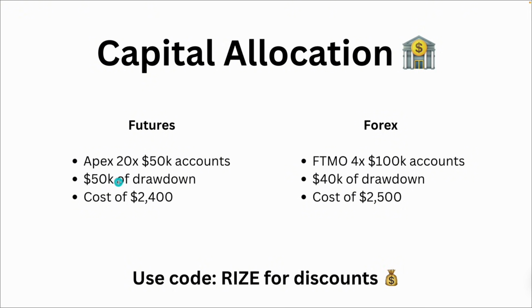So you're going to get access to $50,000 of funding for the cost of $2,400. Pretty wild, right? You're going to be only risking $2,400 instead of 50K of personal capital for the same amount of leverage. Forex, very similar scenario. You're going to go with FTMO, 4 times 100K accounts. It's going to give you 40K worth of drawdown for $2,500. Yes, it's not quite as much as the Apex scenario. However, the drawdown on these accounts doesn't scale with your equity as well as it goes.